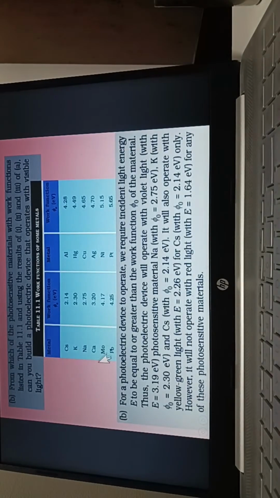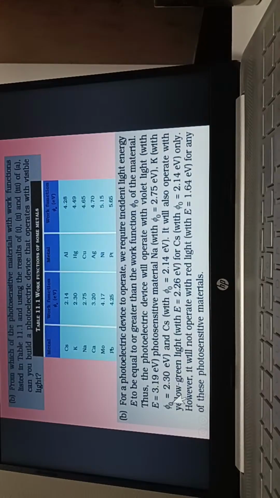By knowing this, we can easily tell which materials will show the photoelectric effect. First one is given very clearly, 3.19, violet color. So photosensitive materials: sodium, potassium. Here it is given which materials, work function, this photoelectric device will operate with violet light, that is 3.19, and can show the photoelectric effect of sodium and potassium.